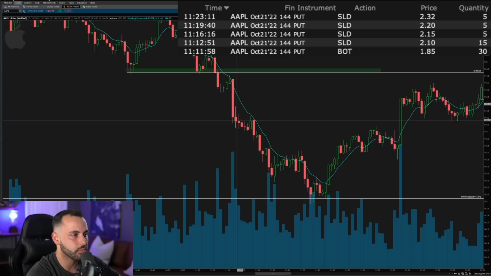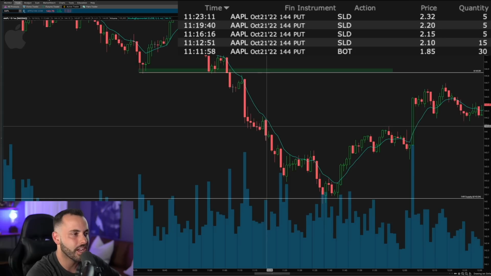I started to see Apple slow down. I started to see these candles get really tight. I was a little bit worried of a big pop, so I went ahead and I took some more size off around this 11:16. The next exit was 11:19, and that was right here at the bottom of this candle, 11:19 and 40 seconds.